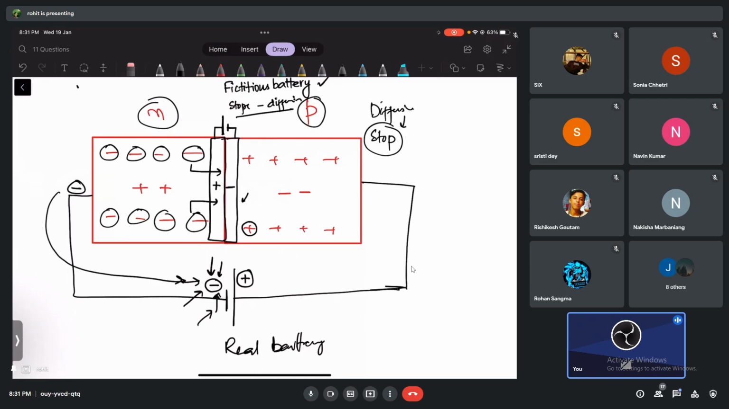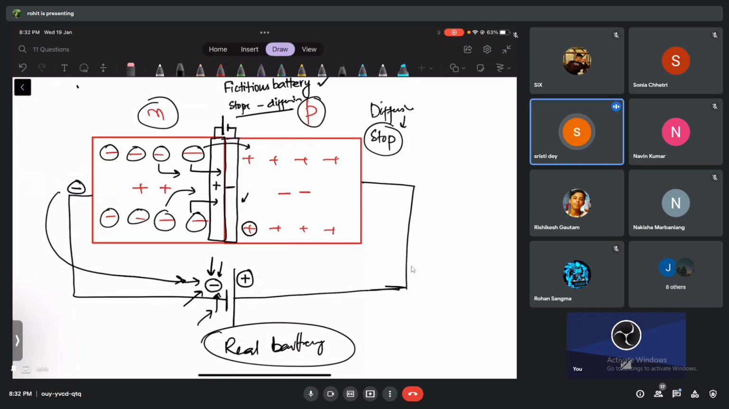So all these electrons, what is their tendency because of this real battery, guys? Do they want to stay on the N side, or do they want to be pushed to the other side? Pushed to the P side. To push to the P side, okay.